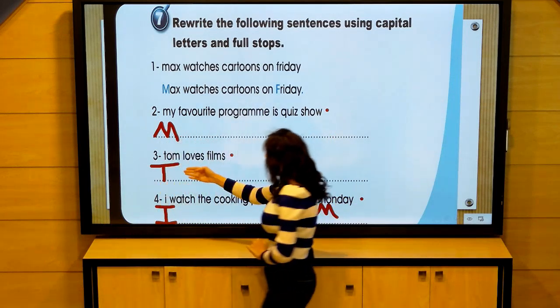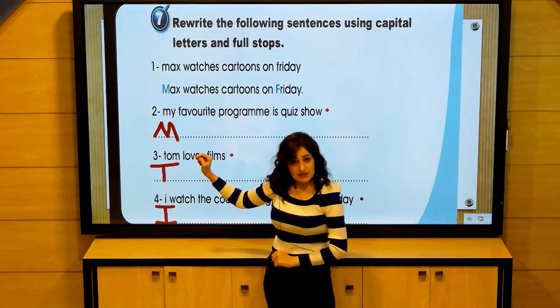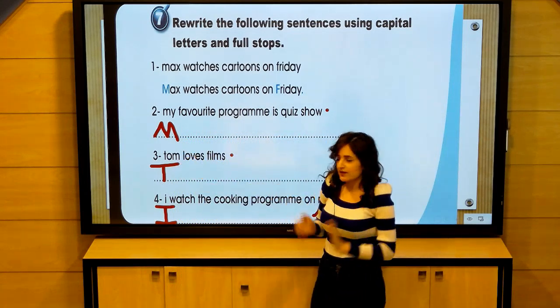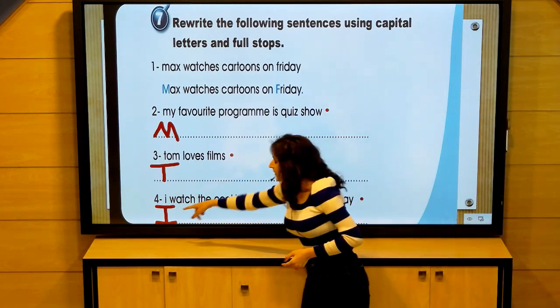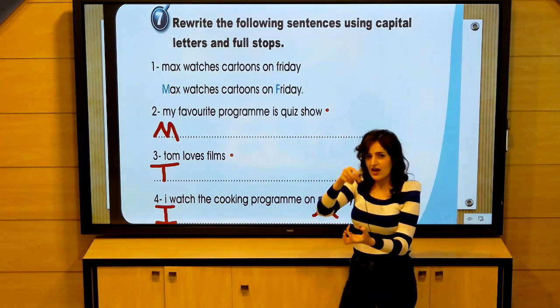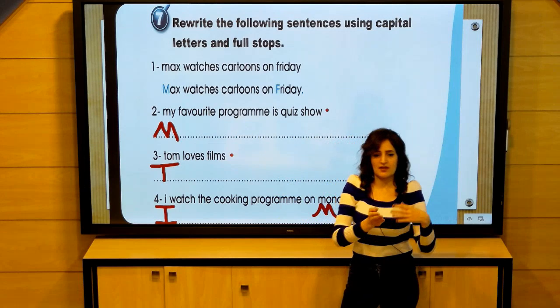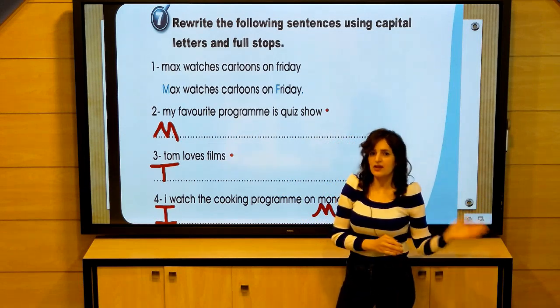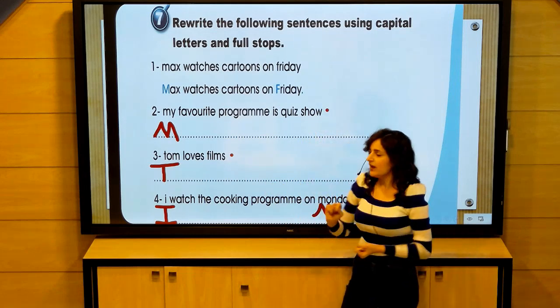Number 2. Tom loves films. We will capitalize T because Tom is the name of somebody. Then we will put a full stop. I, the pronoun I, we will capitalize I in each place of the sentence: the first, in the middle, and at the end of the sentence. So we will capitalize just the pronoun I.